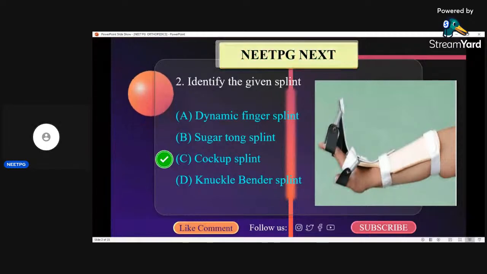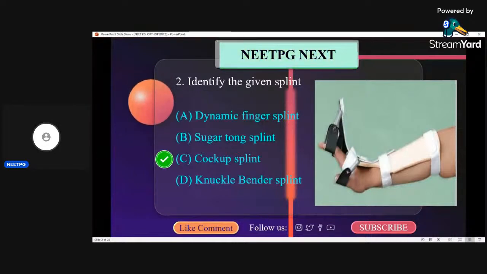Dynamic cock-up splint extends the PIP, DIP, and wrist joint passively, while the patient flexes his wrist and fingers voluntarily. This is why it is called a dynamic splint. It is used in radial nerve palsy, and after transfer surgery.